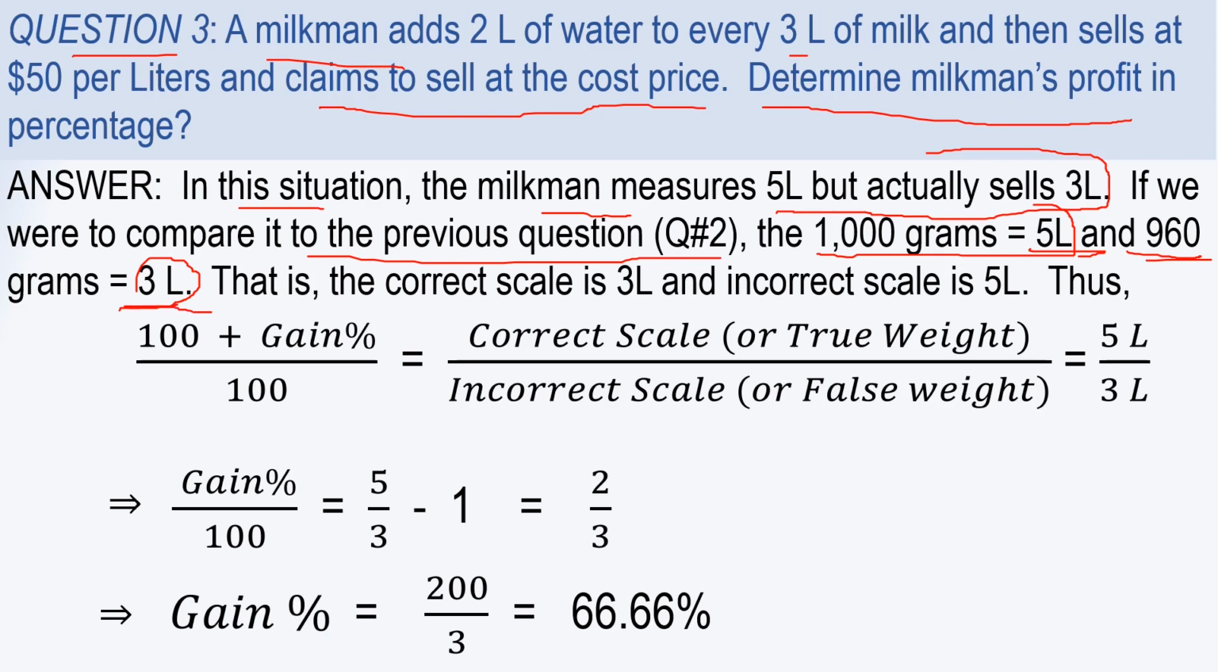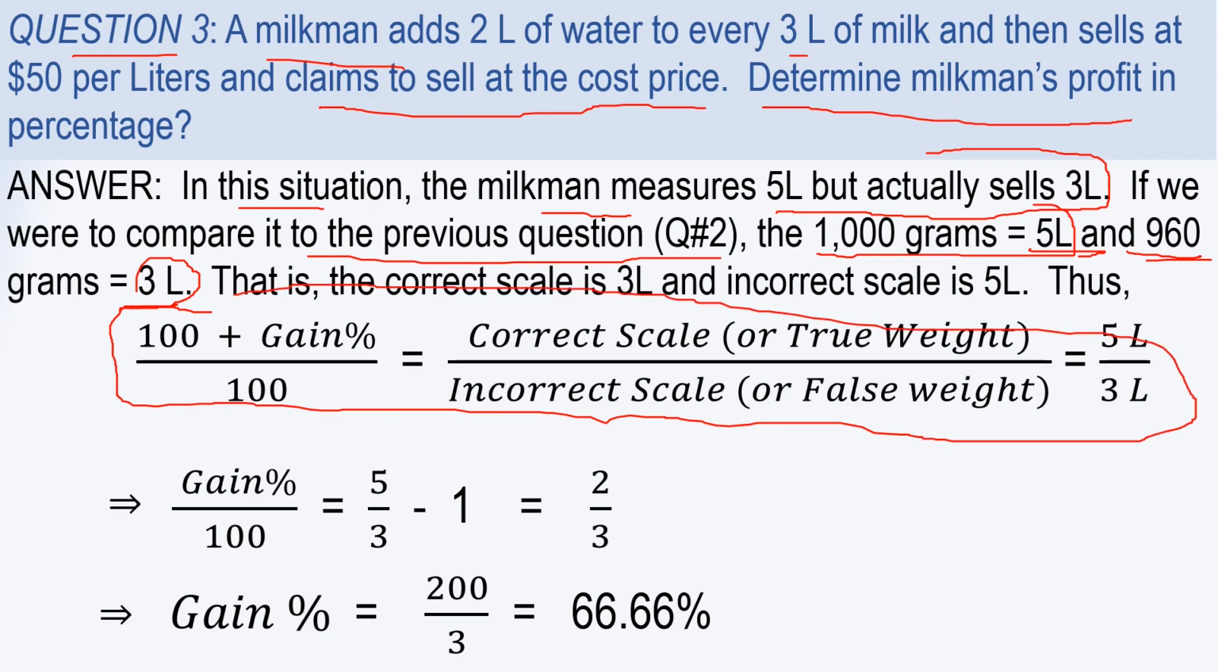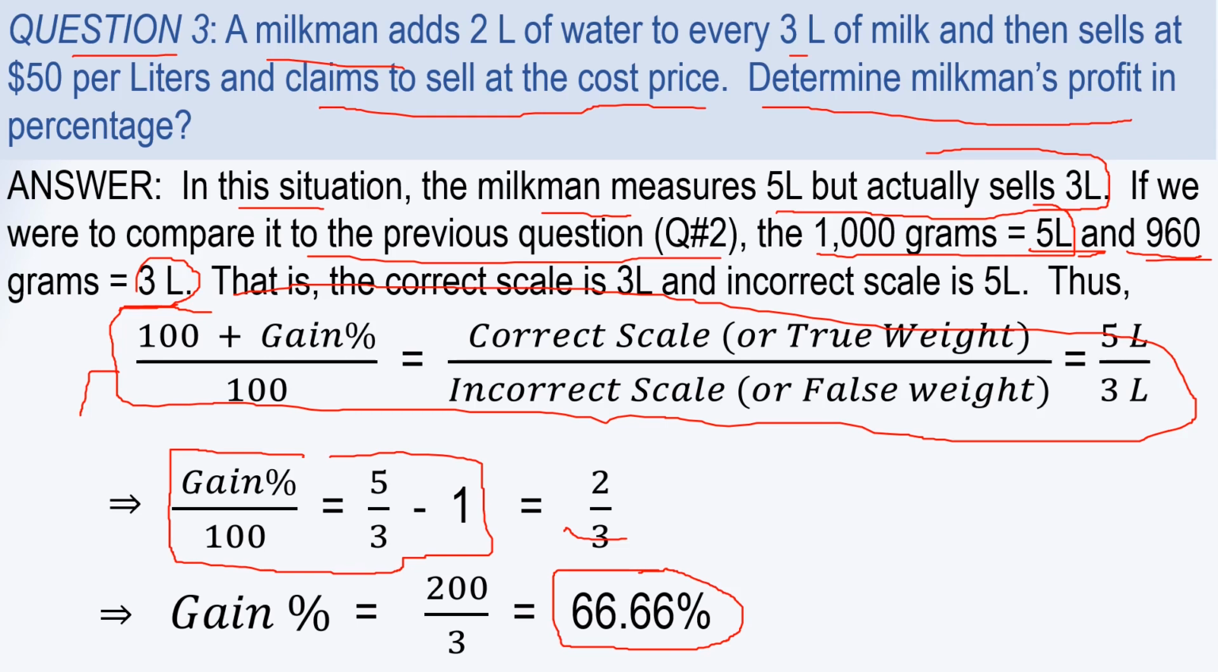That is, the gain percentage is given by this equation, where (100 plus gain percent) divided by 100 is equal to correct scale divided by incorrect scale. So if you resolve this, it will become 100 by 100, and then 1 will go on the other side, and hence it can be summarized as gain percent divided by 100 is equal to 5 by 3 minus 1, which is equal to 2 by 3, which is equal to 66.66%.